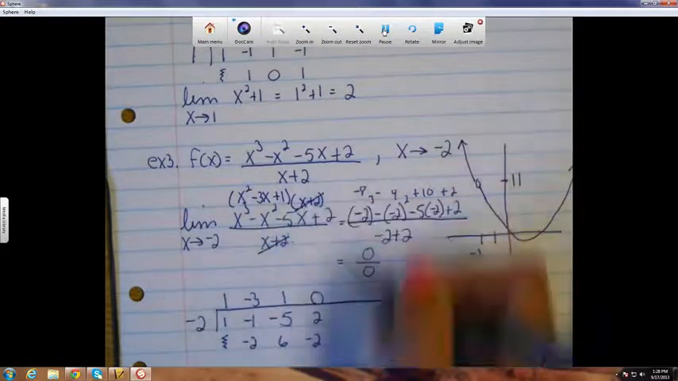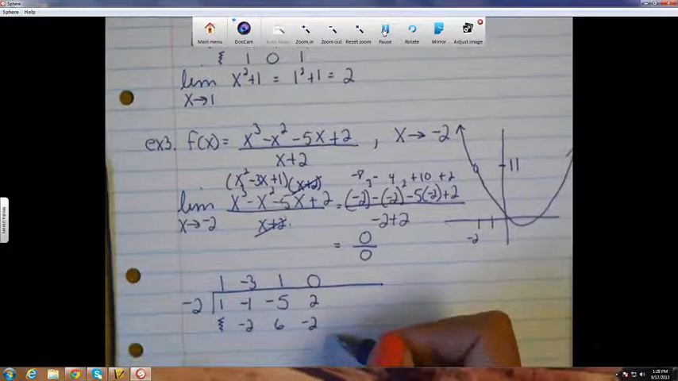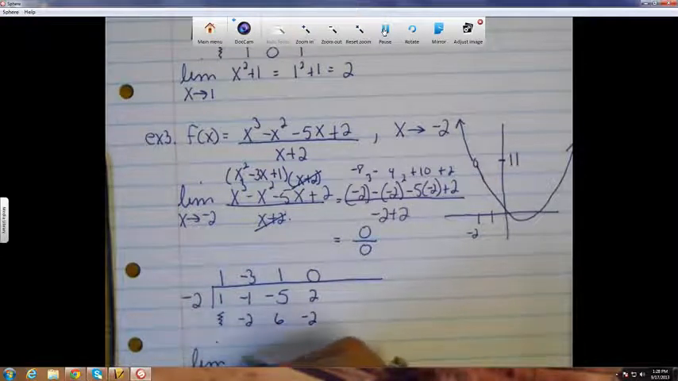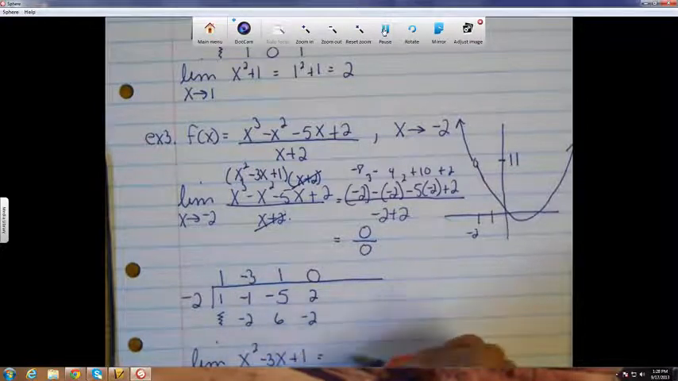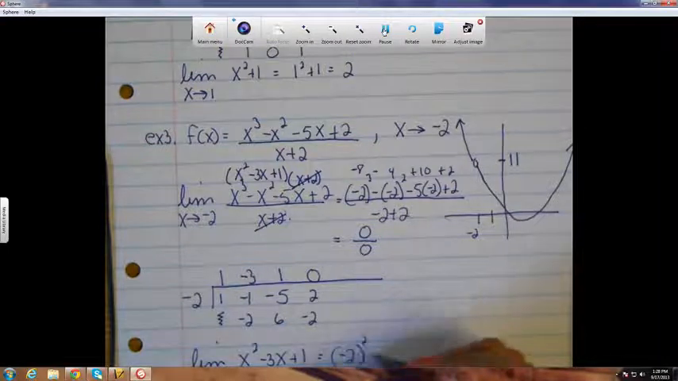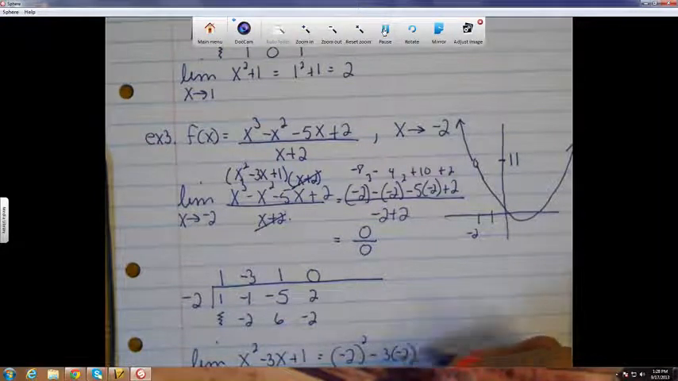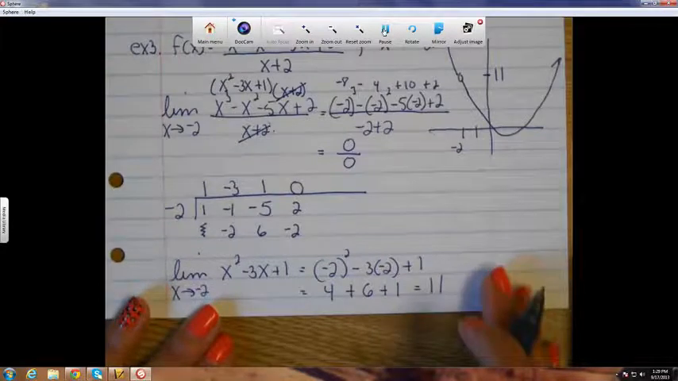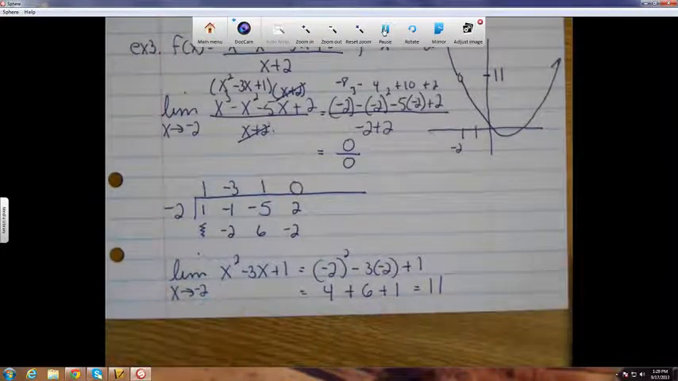Canceling those out removes the hole in the graph, and we're going to find the limit with the remaining factor. As x approaches -2 of x squared minus 3x plus 1, -2 squared minus 3 times -2 plus 1, that's 4 plus 6 plus 1, which is 11. Okay, nothing too tricky today.